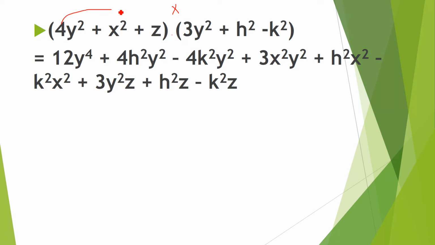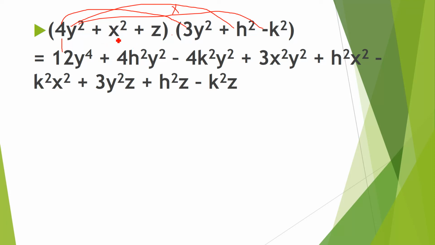So in multiplication you have to multiply the coefficient, 4 times 3, 12. So this is 12. You have to add the power, y square times y square will equal y power 4. Positive 4h square y square. You can write down y square here and then h square here, but alphabetically h comes before y, that is why I have written h square here. So 4h square y square, and then minus 4y square k square, or y square k square, right?